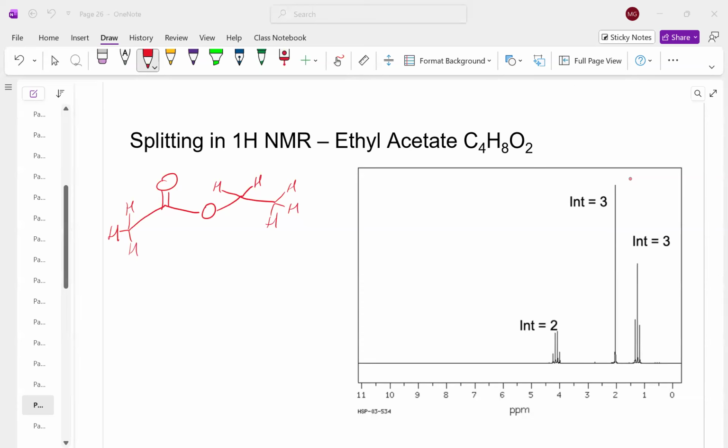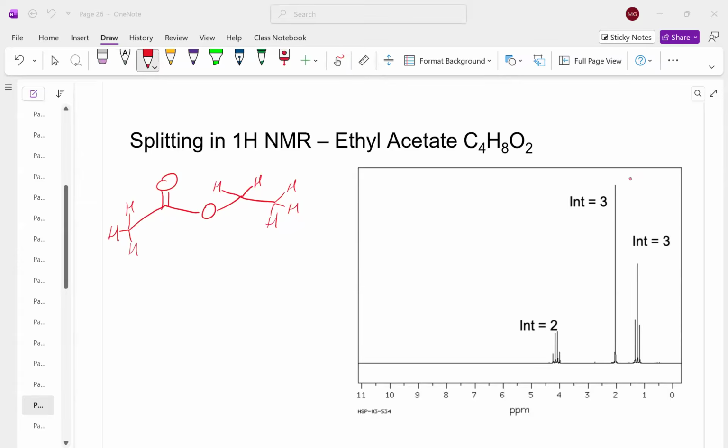All right, now let's look at this concept of splitting that appears in proton NMR, but we don't really look at it much in carbon NMR. And splitting, as I introduced in a previous video, gives us information about the number of adjacent hydrogens. So what I'm going to do is go through what is happening, and then I'm going to talk about the why.